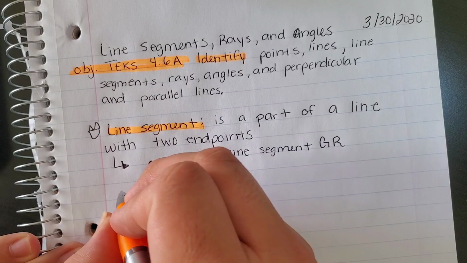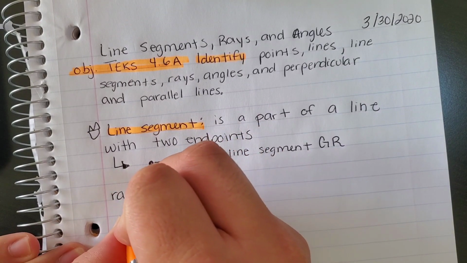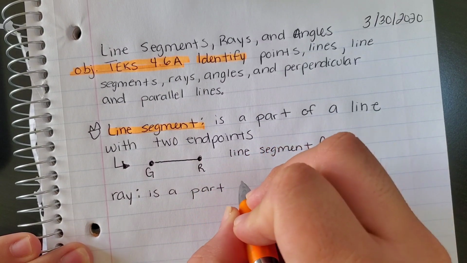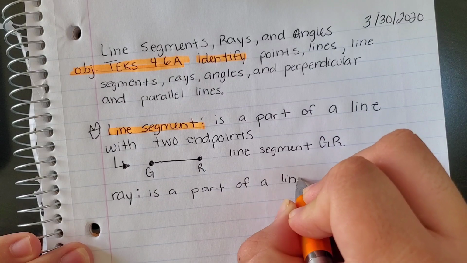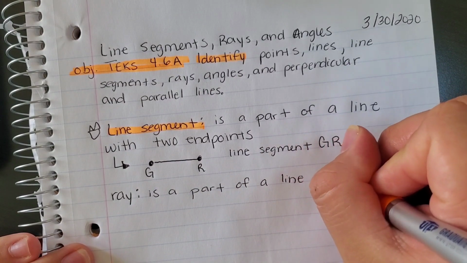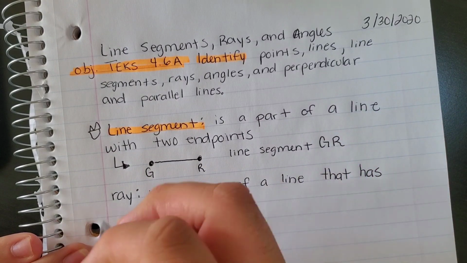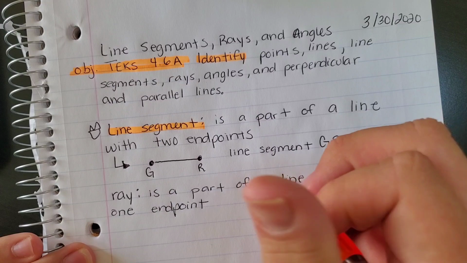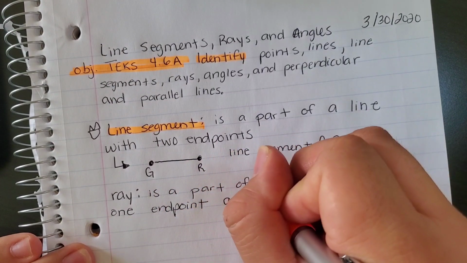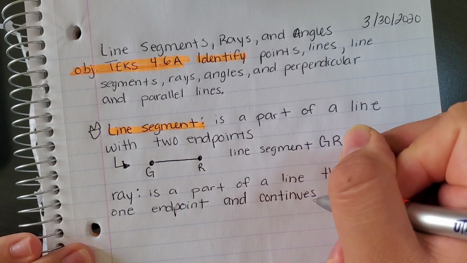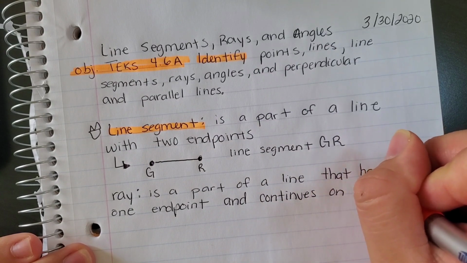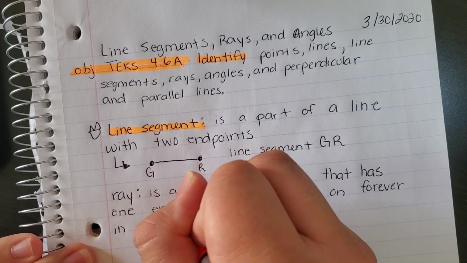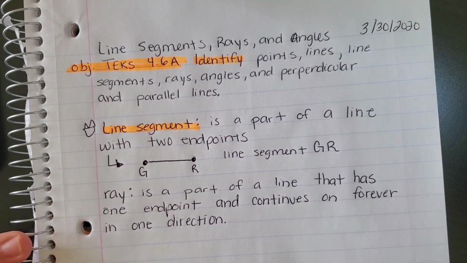Okay, next one we're going to move on with is ray. A ray is a part of a line that has one endpoint and continues on forever in one direction. Okay, so what does this mean? How does this look like?